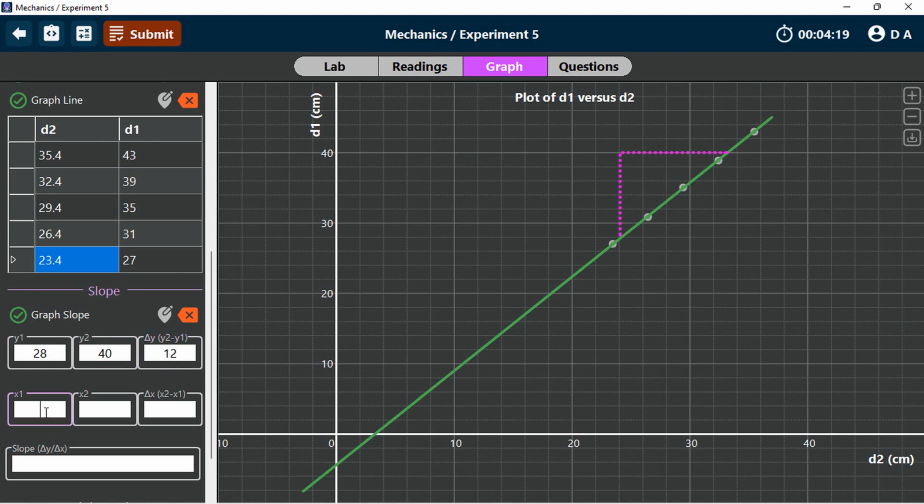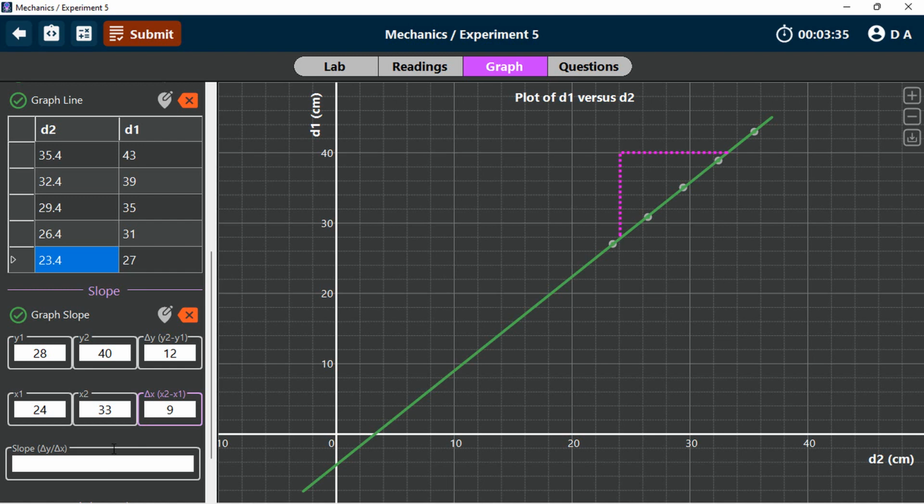Then what about x1? If you take this to be your first point, then x1 is this. x1 is whatever you have down there, and that is roughly 24. So this is roughly 24. Then this is roughly 33.1. So we can just assume it to be 33. Then if you take the difference, that's 33 minus 24. That will give 9.